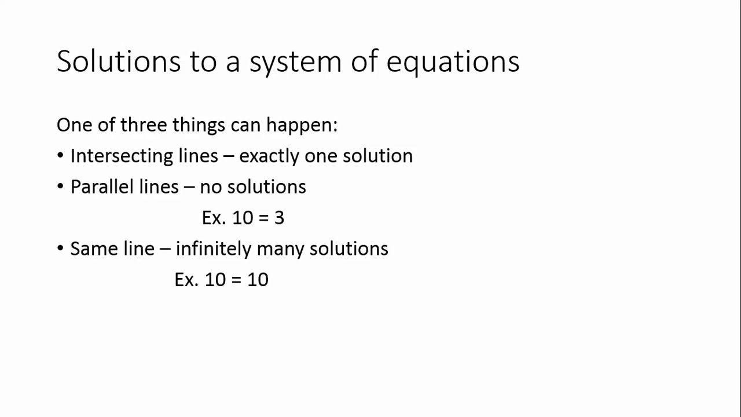Again, you don't have to write this down, but this is just a reminder of the 3 different things that can happen. Remember, we can have intersecting lines, which will give us exactly one solution or an ordered pair. We can have parallel lines. They give us no solutions because the lines never intersect. Or we can be talking about the same line, in which case we have infinitely many solutions.